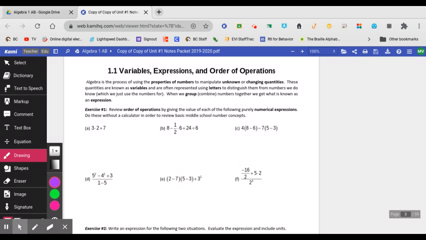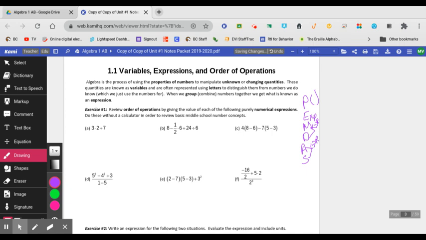Review order of operations by giving the value of each of the following purely numerical expressions. Do these without a calculator. So I want to remind you that your order of operations, many of us remember as PEMDAS. The P is really for parentheses. E is for exponent. Parentheses aren't really an operation as more a signal of do this part first. Multiplication and division we do in order from left to right. Add and subtract we do in order from left to right.